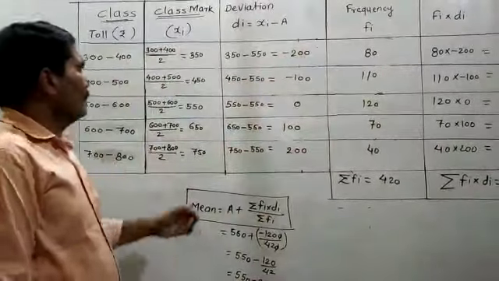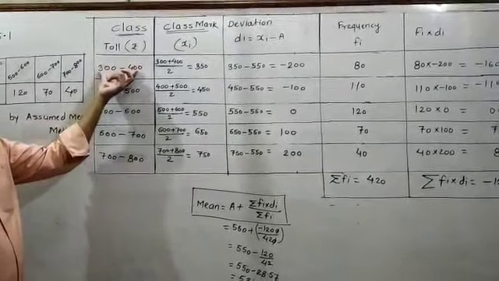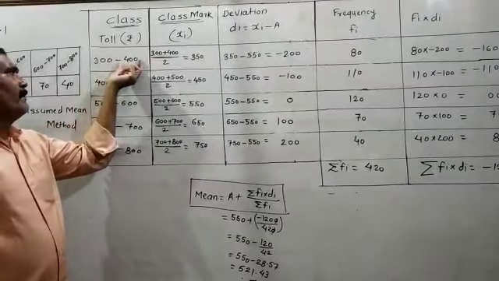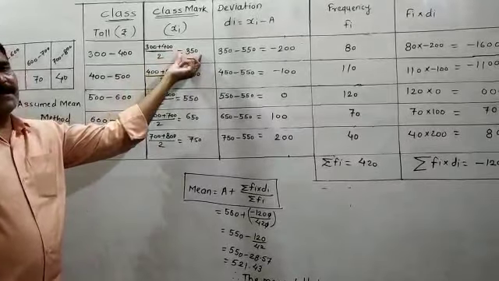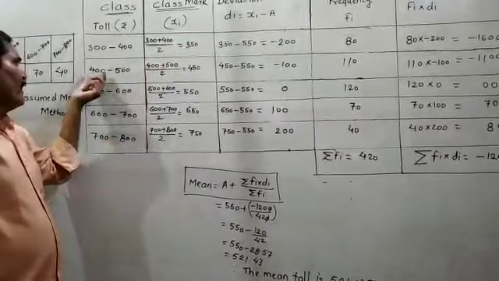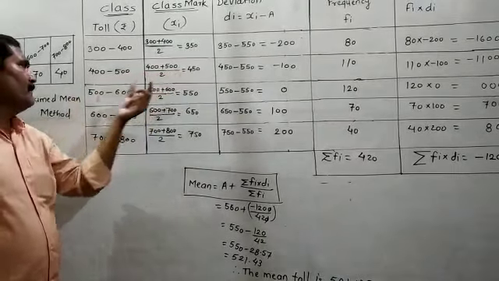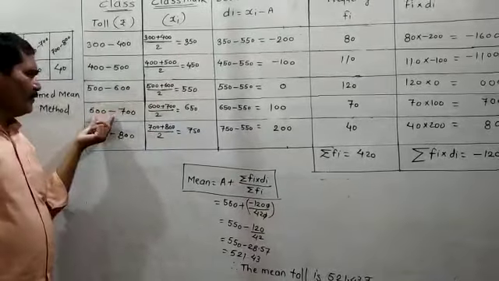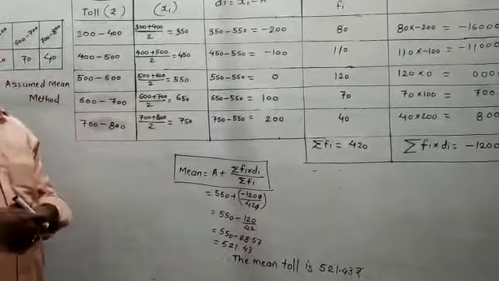For the 300 to 400 class, to find the class mark, this is the lower limit, this is the upper limit. Lower limit plus upper limit divided by 2, we will get the class mark 350. 400 plus 500 divided by 2 is equal to 450, the class mark. The class mark of this class is 550. The class mark of this class is 650. And the class mark of this class is 750.